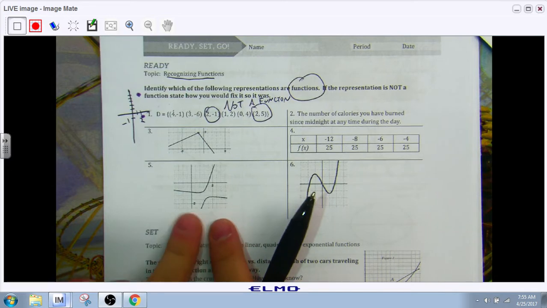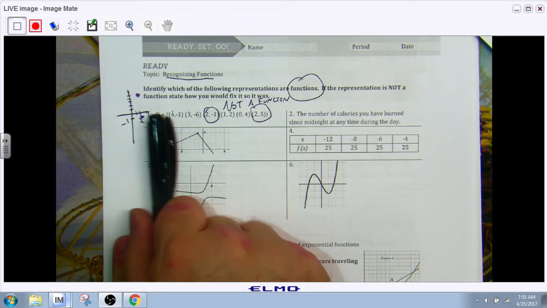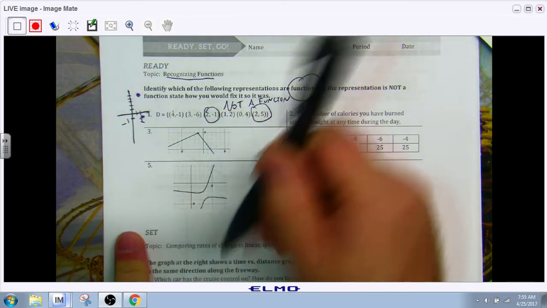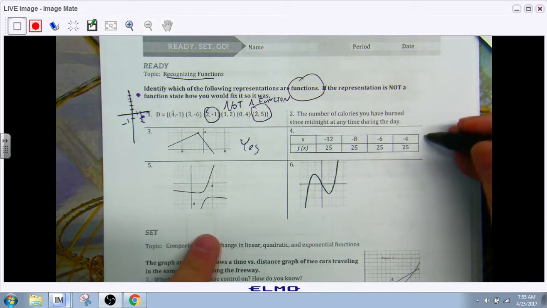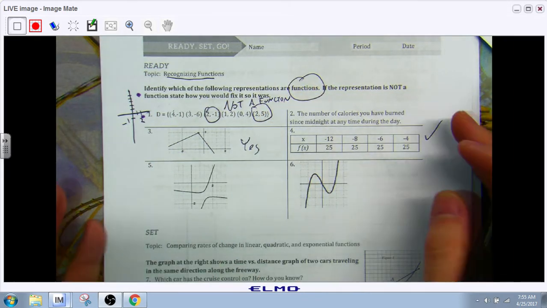Some of them are easier because they're actually lines. Look at number 3. We can just draw the vertical line across and see that this is, yes, a function. But this one's a chart that we'll have to do similar to this.